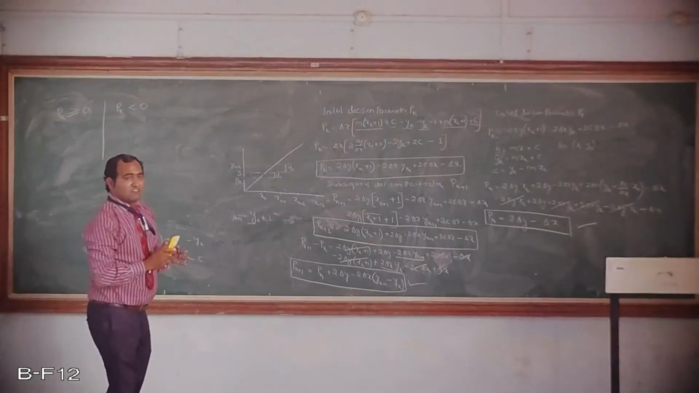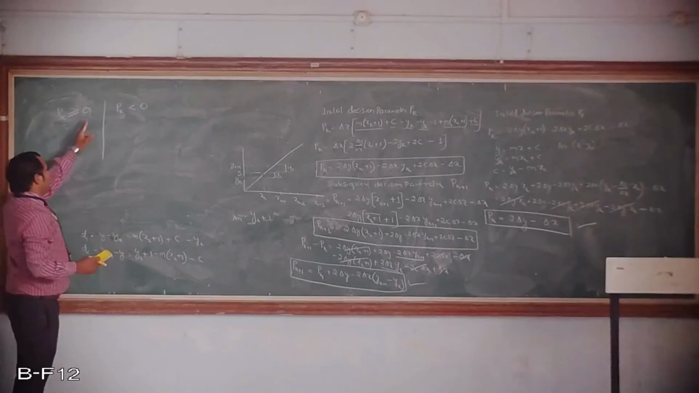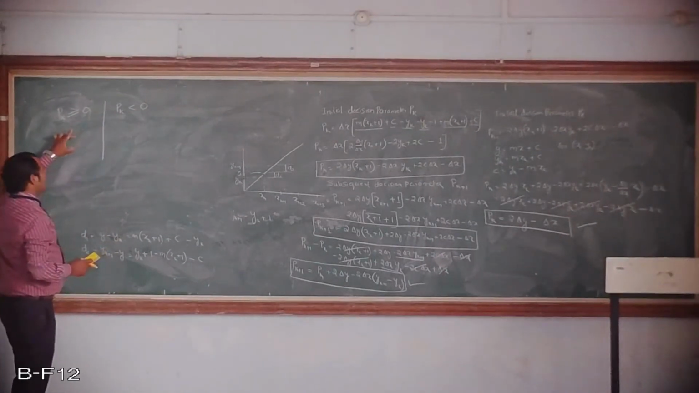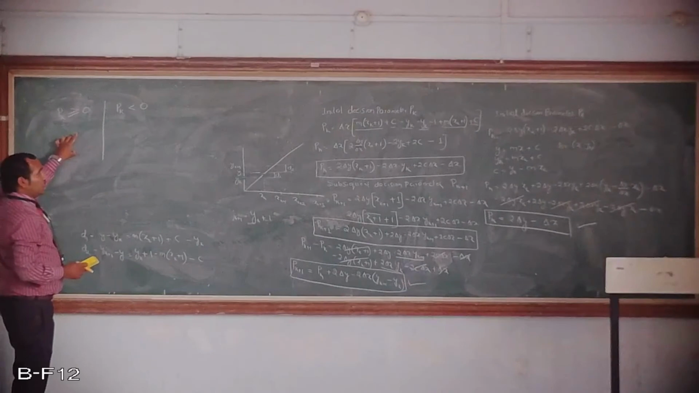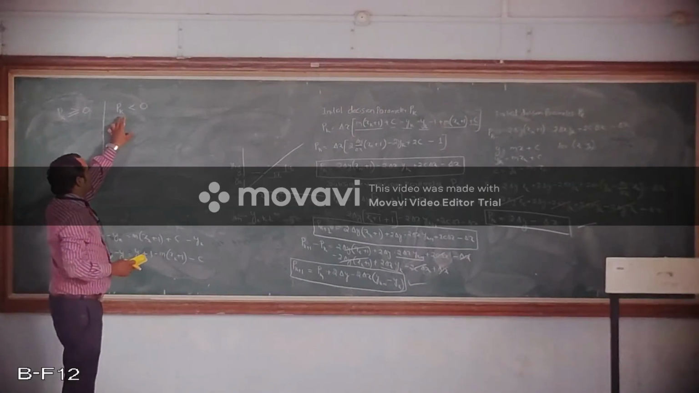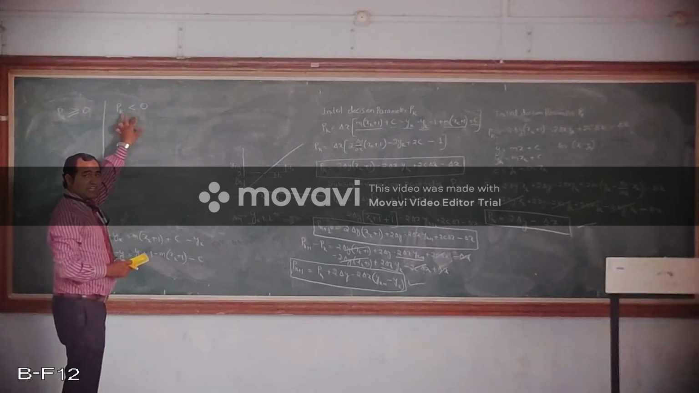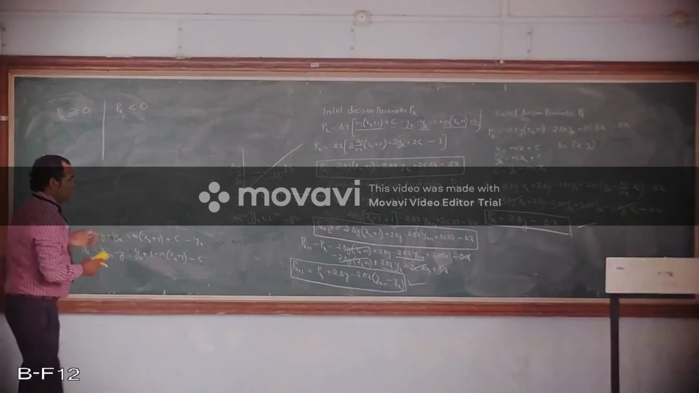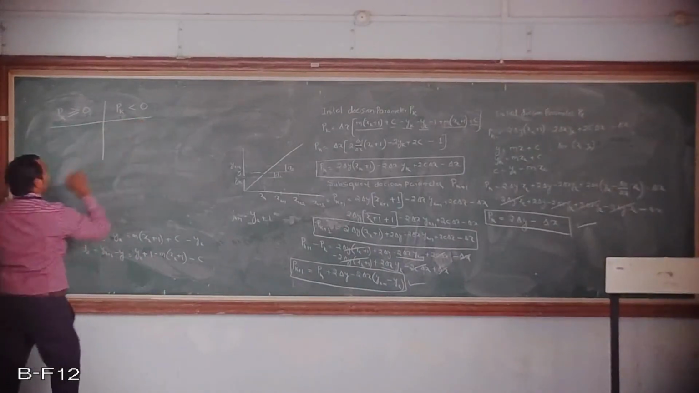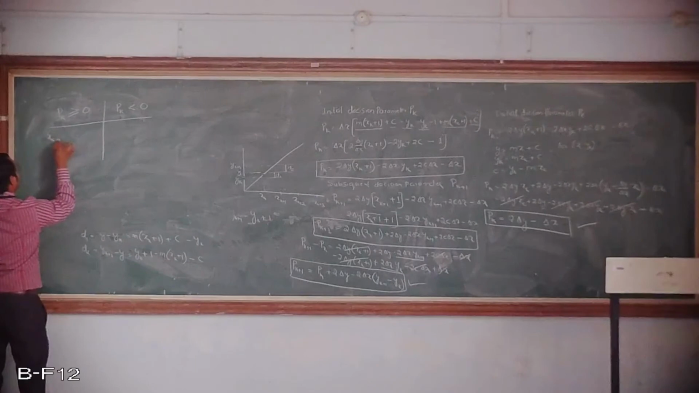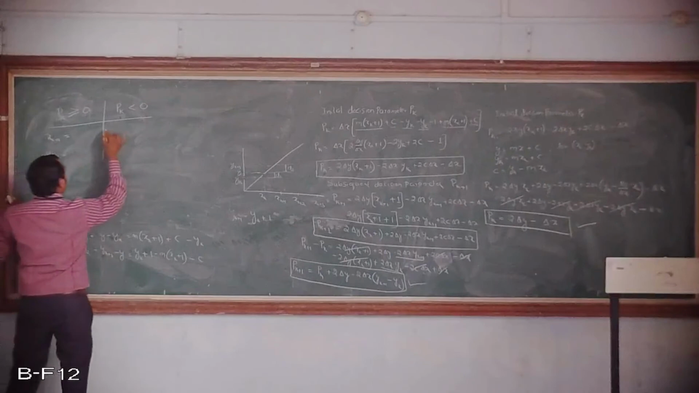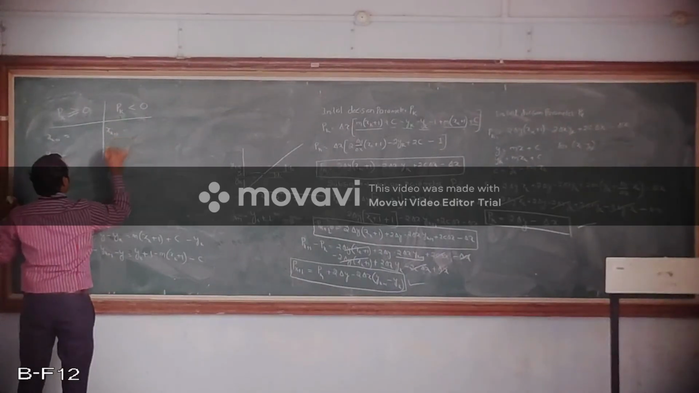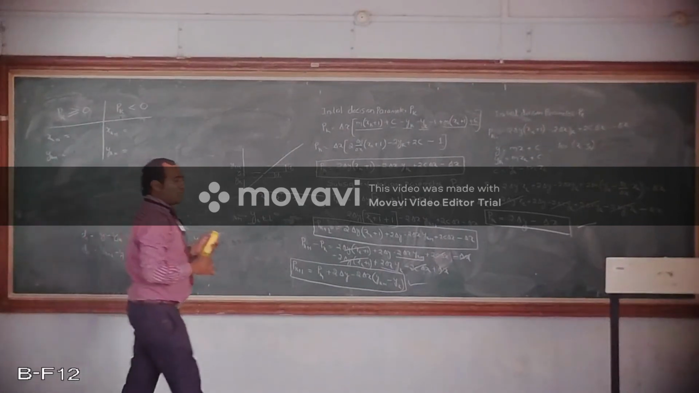If the decision parameter is equal to 0 or positive, what will be its new x coordinate and y coordinate, that I need to define. And if the decision parameter is negative, what will be its new x coordinate and y coordinate, I should decide. So here I am solving, I will write the next decision, the next x coordinate, the next y coordinate.